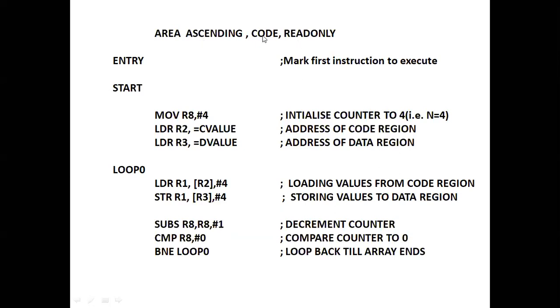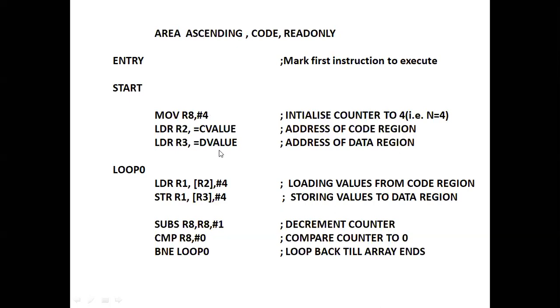And here you can see AREA, ascending, CODE, READONLY. So here, ENTRY is the entry of the main program. START: MOV, initializing R8 with 4 here, and LDR R2, =C_value. That means the code region. In the code region, those 4 values are there, and we are loading the address of C_value into R2.